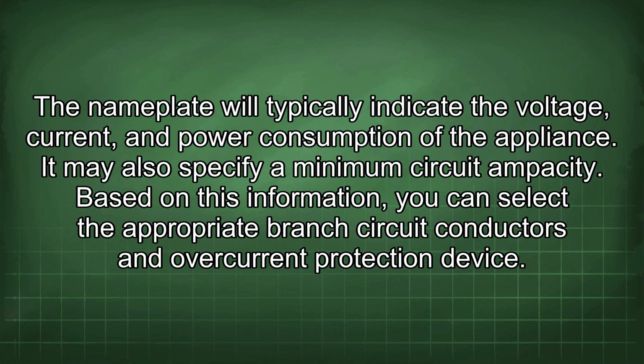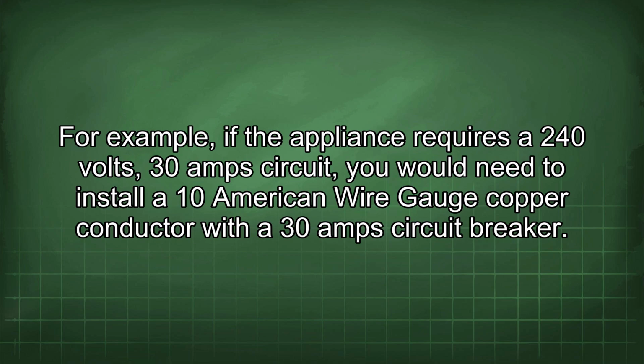Based on this information, you can select the appropriate branch circuit conductors and overcurrent protection device. For example, if the appliance requires a 240 volt, 30 amp circuit, you would need to install a 10 American Wire Gauge copper conductor with a 30 amp circuit breaker.